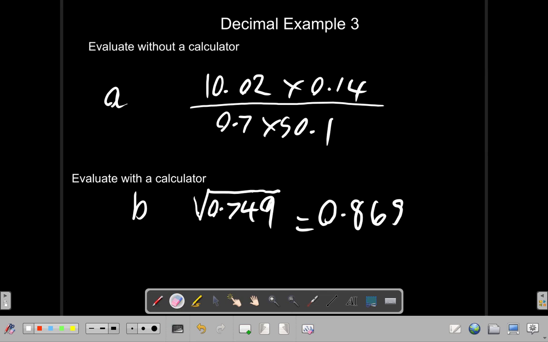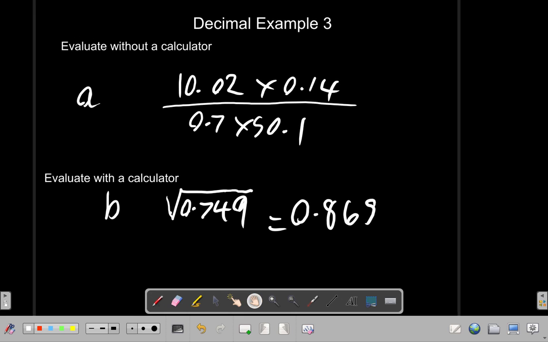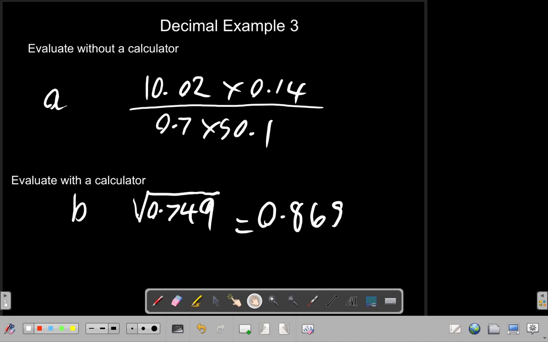Now part A, without a calculator, how do we do this one? Here, what we have is 10.02 multiplied by 0.14 times 50.1. Let's see something here.